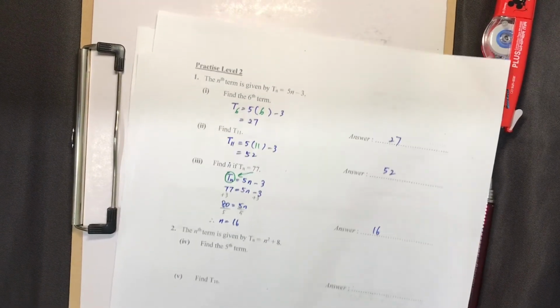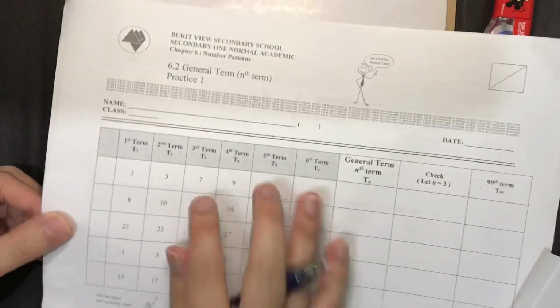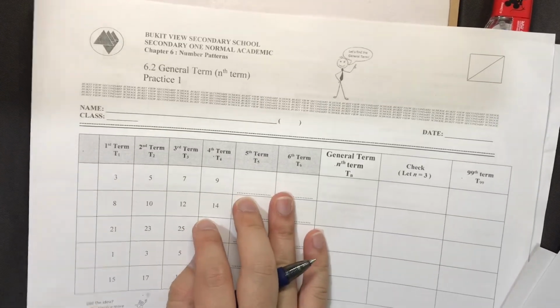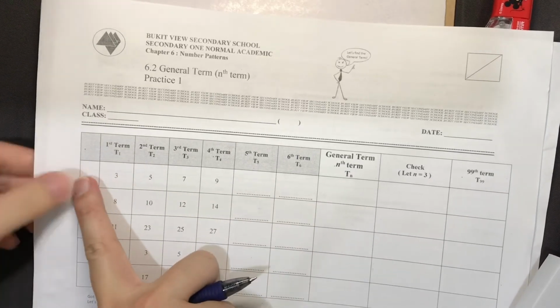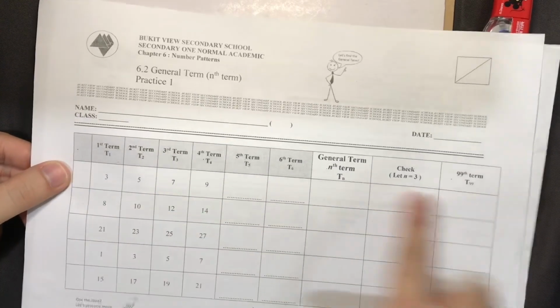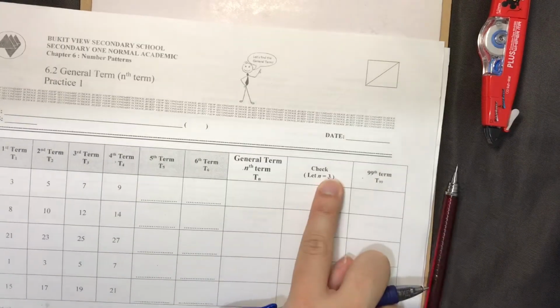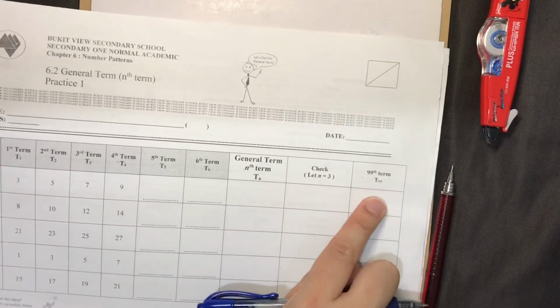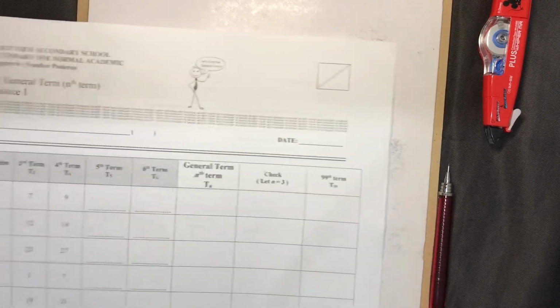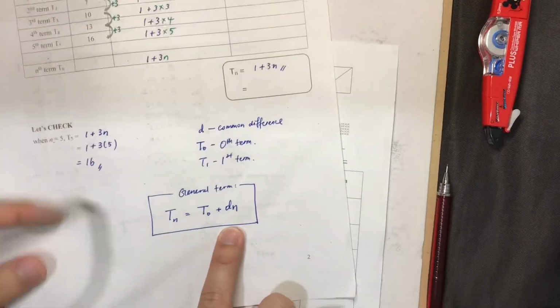Okay, now last but not least, this one. Right, go back home, you try this 6.2 practice 1. Now you find the fifth term. So each one is a sequence. Horizontally is a sequence. Find the fifth term, find the sixth term, find the general term, check and use n equals 3 to check, and find the 99th term, right? So where does the formula come from? The formula that you should have written in your worksheet.